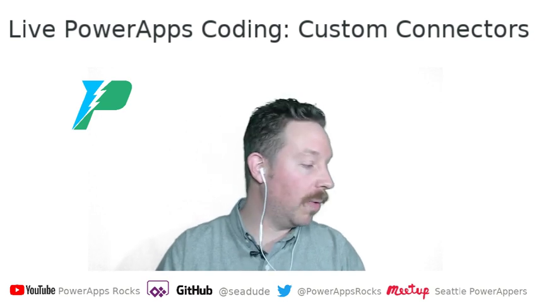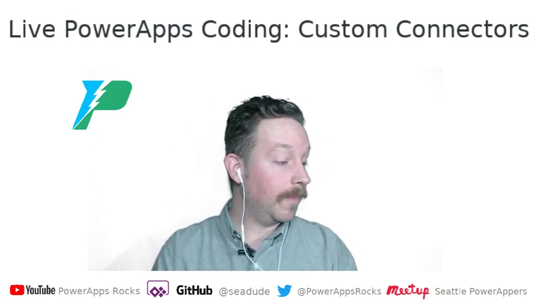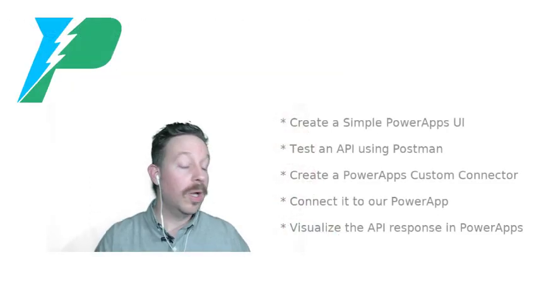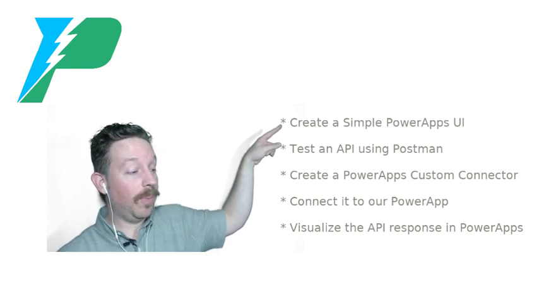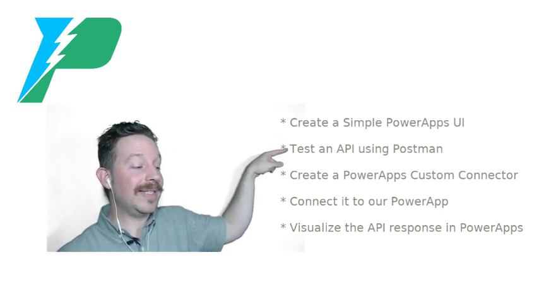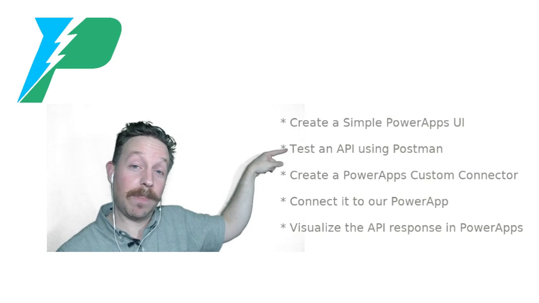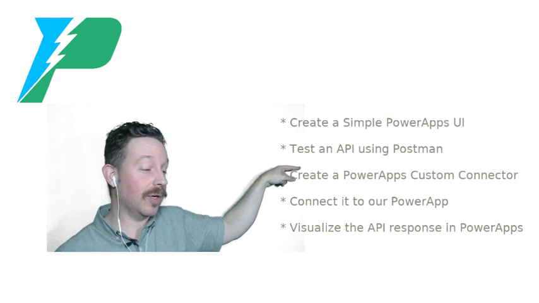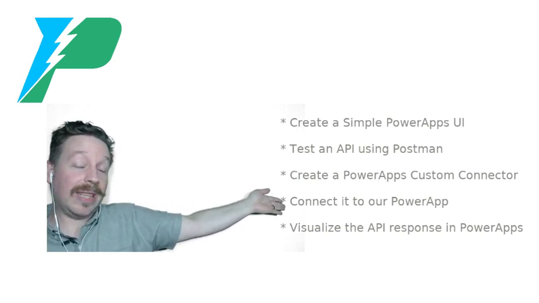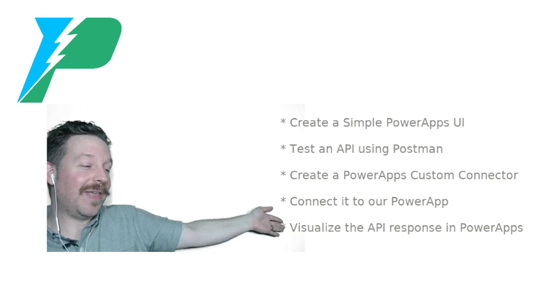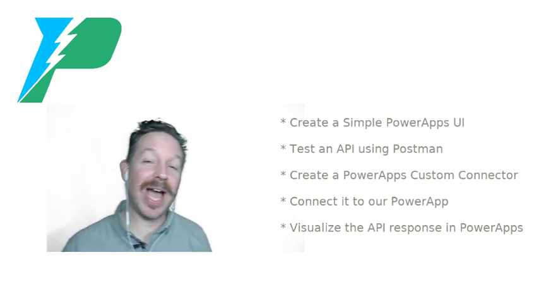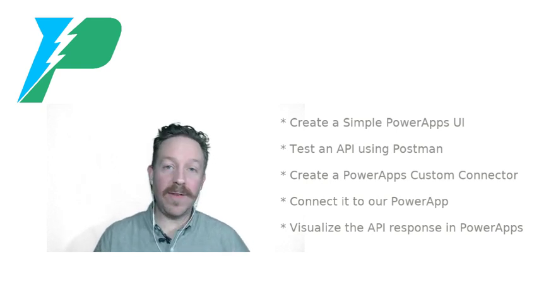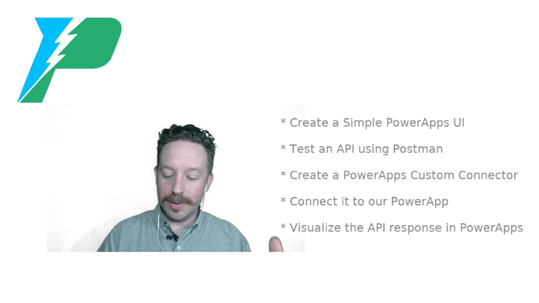All right, so here we go. The agenda for today is going to be, let me pop that up for us. We are going to create a simple PowerApps UI. We're going to test an API using Postman. We're going to create a PowerApps custom connector. We are going to connect that connector to PowerApps. And then we're going to visualize the API response in a gallery control. Okay, so pretty advanced stuff, but watch how easy it is.